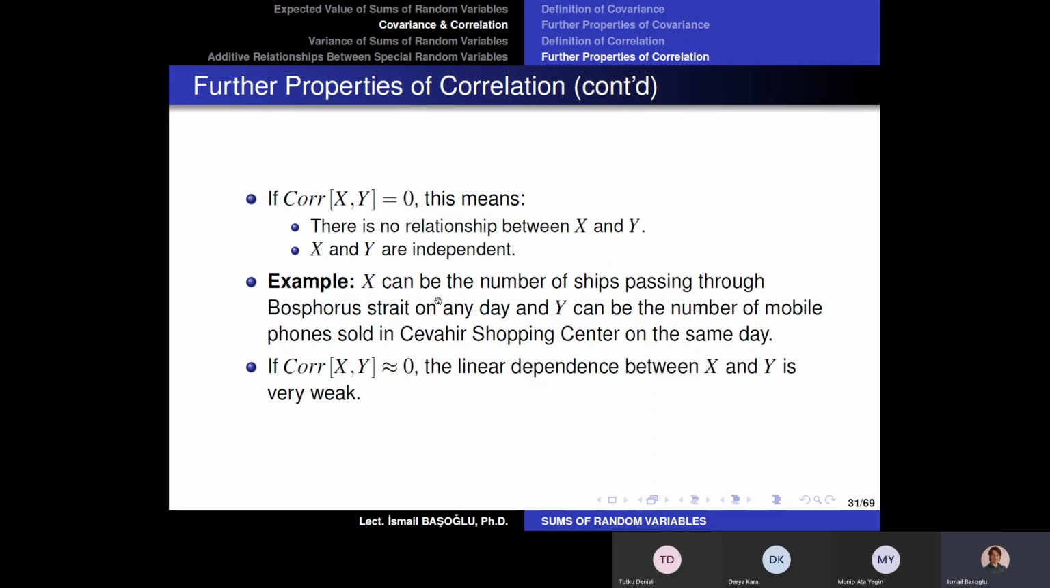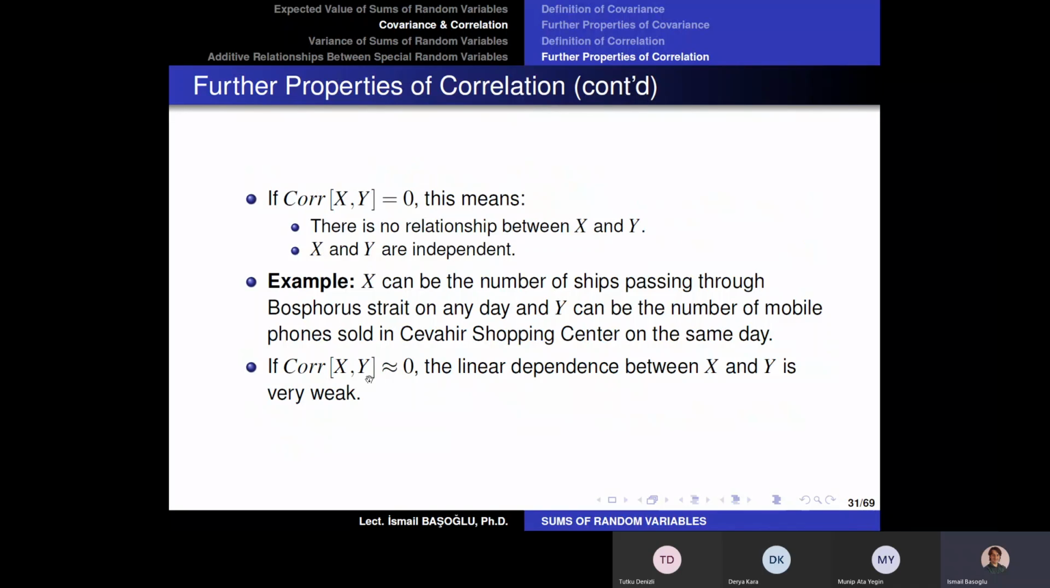For example, if X is the number of ships passing through the Bosphorus Strait on any day, and Y is the number of mobile phones sold in Jawahir shopping center on the same day, I mean, you do not expect any dependence between these two values, right? I mean, nobody purchases more and more mobile phones just because many ships have passed through the Bosphorus Strait, right? So usually we see that the correlation between these two values is 0, okay?